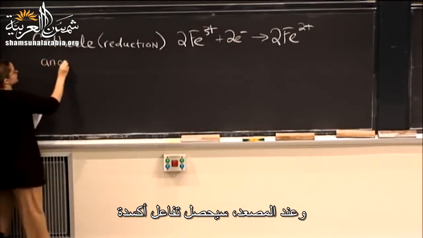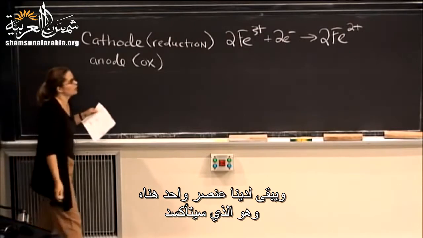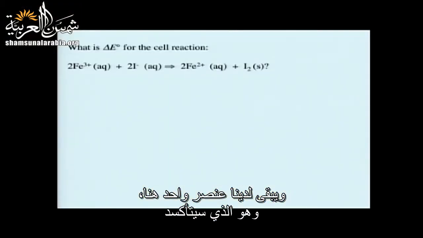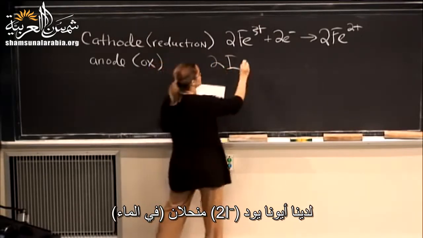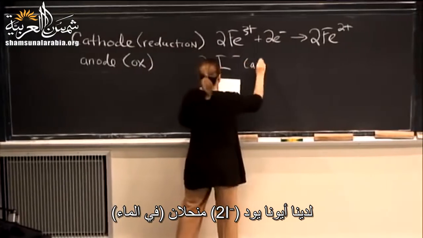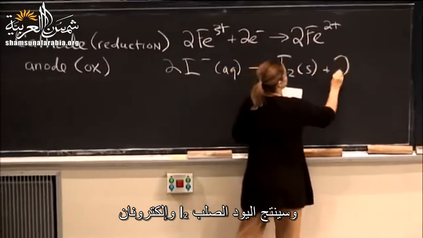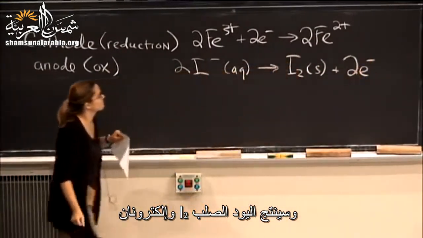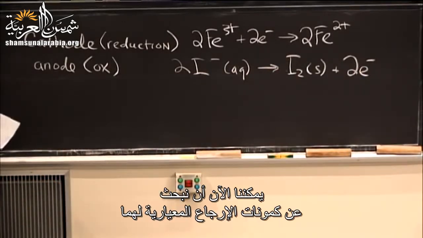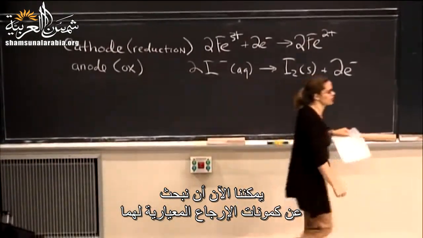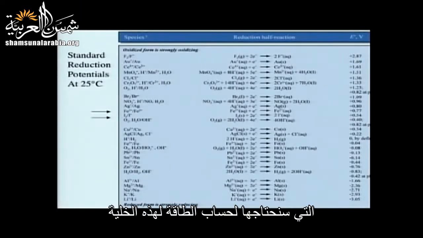Then at the anode, an oxidation is going on. And we only have one choice left of what's being oxidized. So we have, again balanced, 2I minus, in aqueous solution, going to I2 solid plus 2 electrons. So we now have our two half reactions written out. And we can look at the standard reduction potentials, which we'll need to calculate the E for the cell.